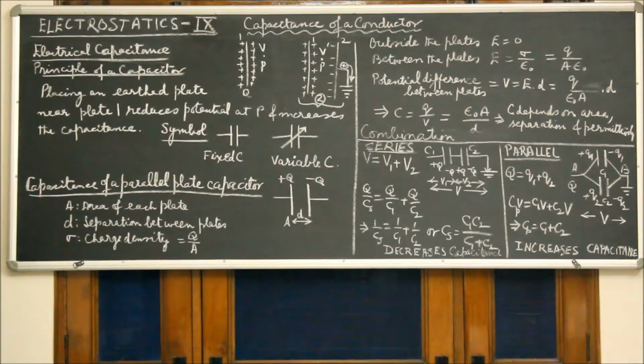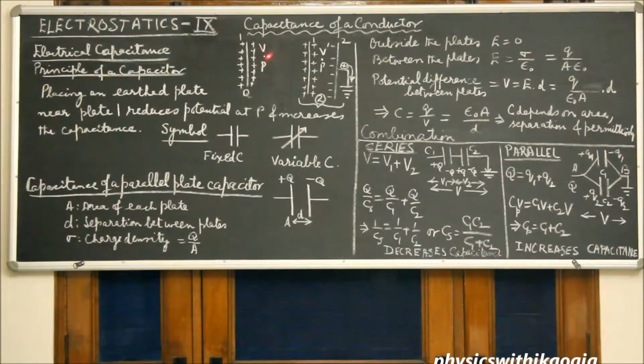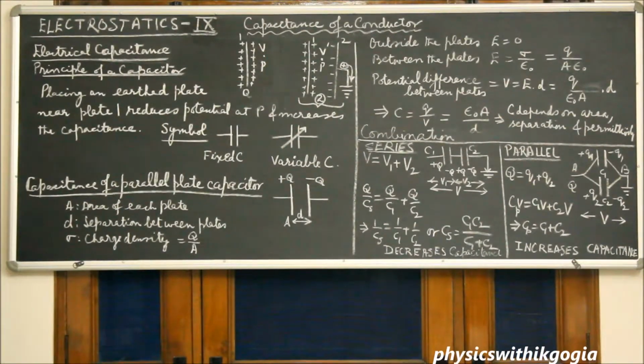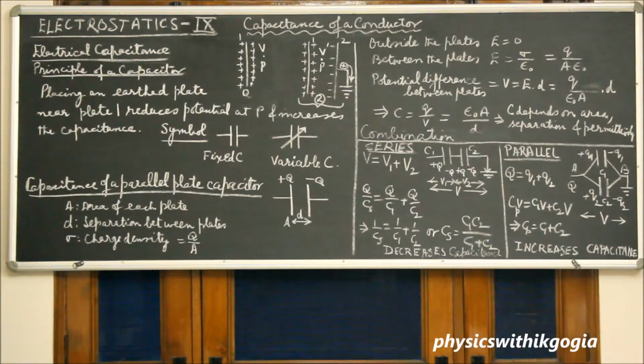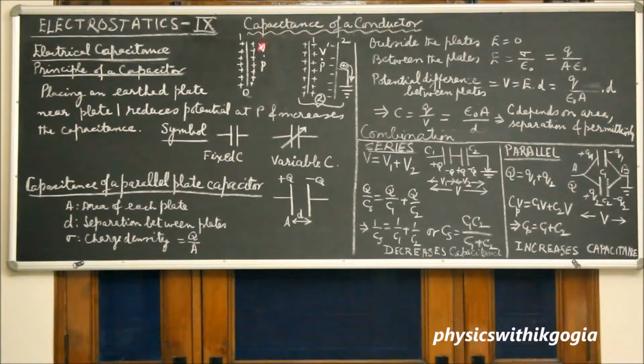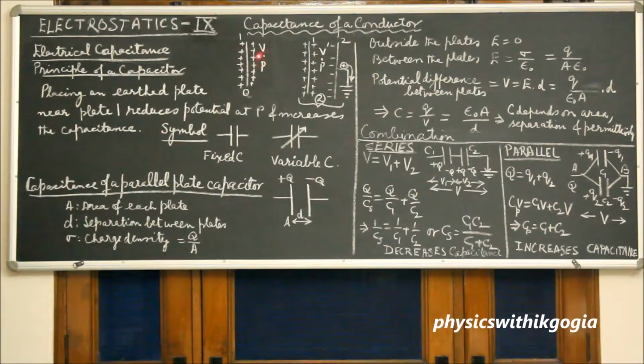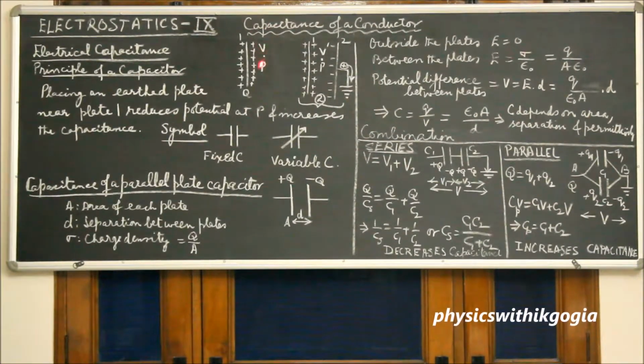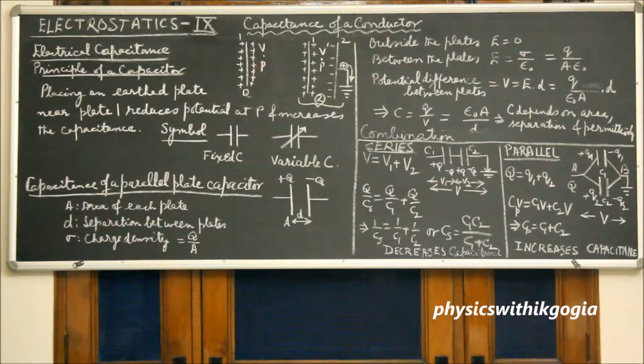To illustrate the principle of a capacitor, let's consider an isolated conductor 1 and give it a charge Q. The potential V at point P by definition is determined by bringing a unit positive charge from infinity, meaning a very far off point, to point P. That work we can calculate, and it will give us the potential V.